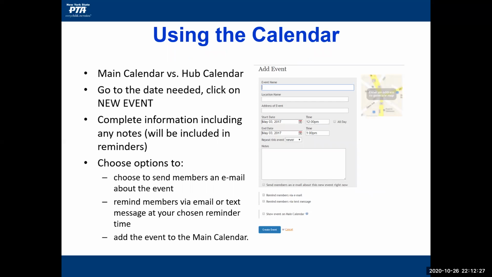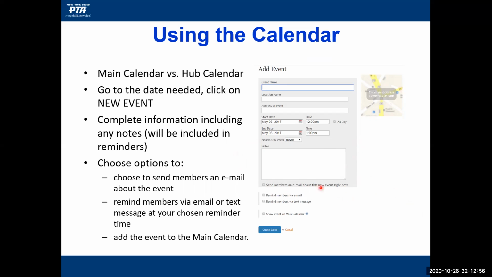Each MemberHub hub group also has access to their own calendar. So you have a main calendar, which is overall for the entire site, and there's also a hub calendar. And so to create events in the hub calendar, you would go to the event needed, click on new event, complete any information, including any notes, and anything that you type in this note field would be included in any email or text reminders that go out in the system.